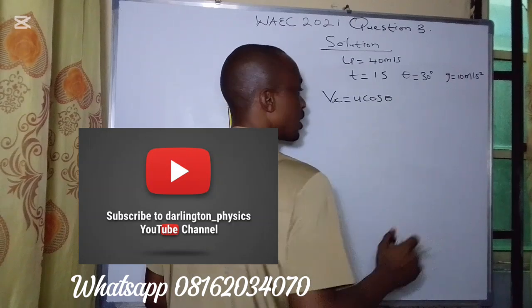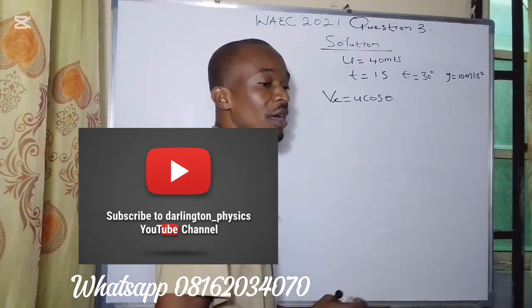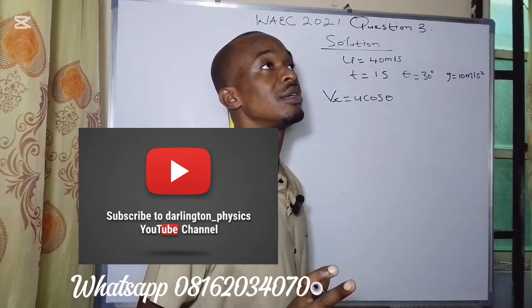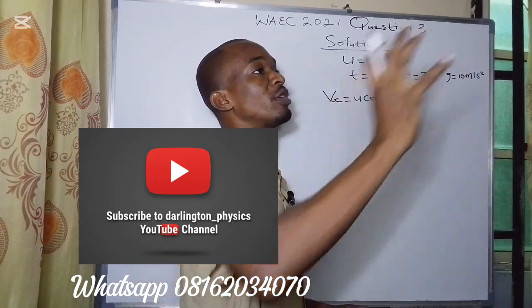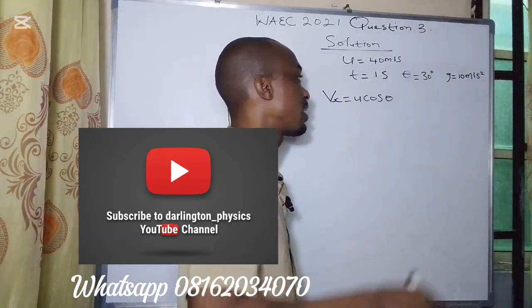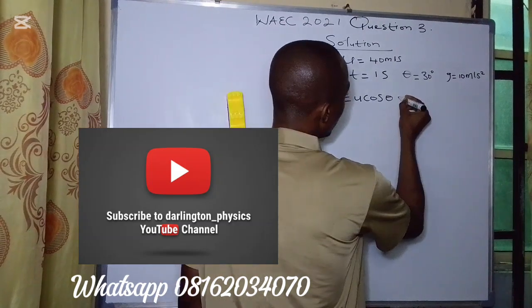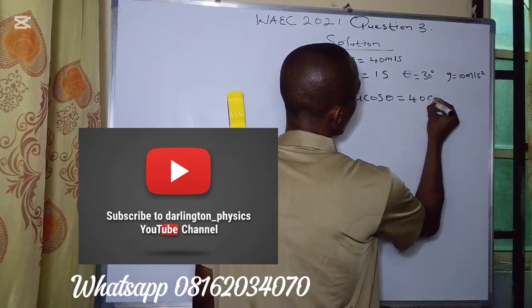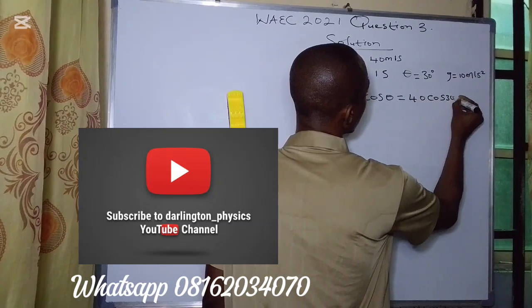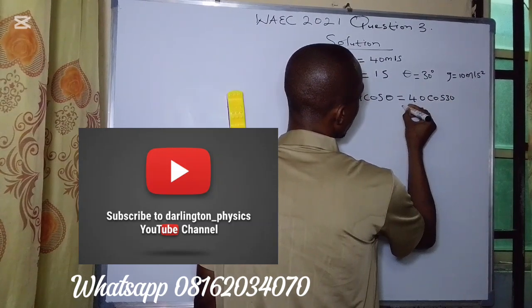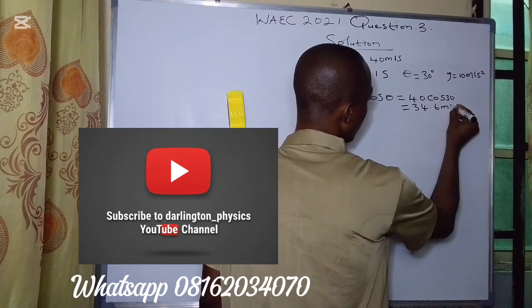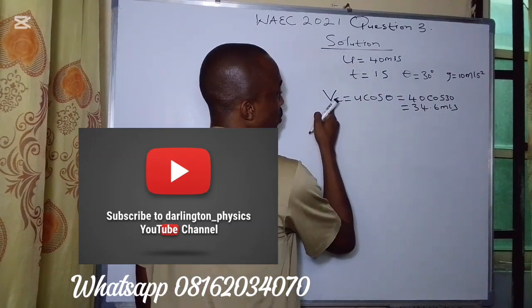In case you don't know about projectile, you can comment so that we can learn about it more. But just know that a projectile is any object that is thrown into the atmosphere whose motion is affected by gravity. So now, if this is the formula, u will be 40, and we have cos 30. This will give us a value of 34.6 meters per second. This one is for the horizontal, x.